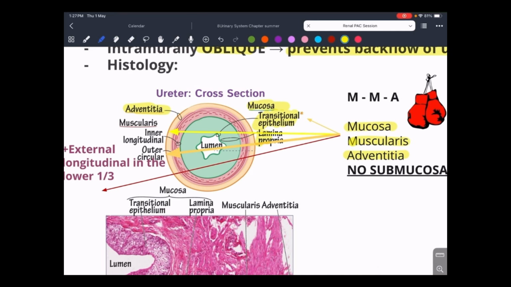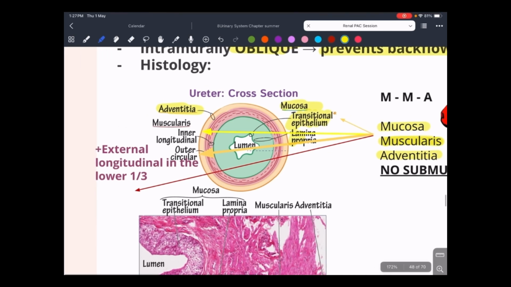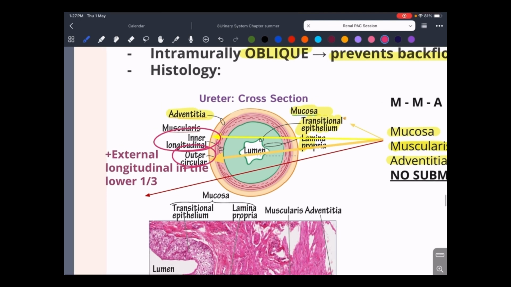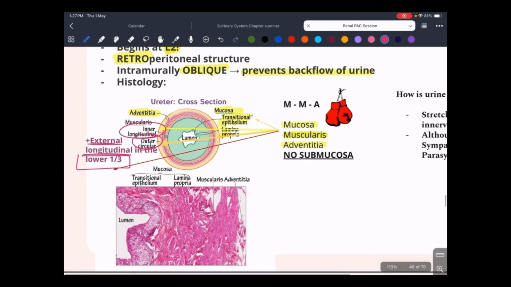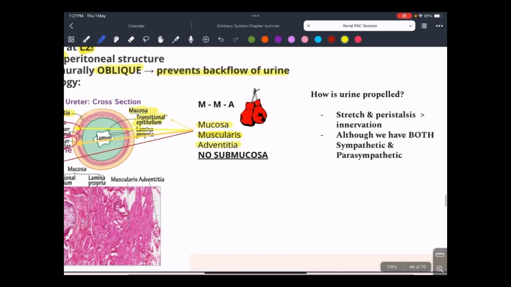Mucosa has transitional epithelium, but I'm talking about the muscularis because there are a couple of things to talk about here. The first muscle that we have is an inner longitudinal muscle, and the second one is an outer circular muscle, and these are present within the entire ureter. But we have a special guest appearance in the lower 1/3, and that is an external longitudinal muscle. Okay, so just keep that in mind. Again, very important to also remember is that we have no submucosa, MMA only. I didn't have any S.